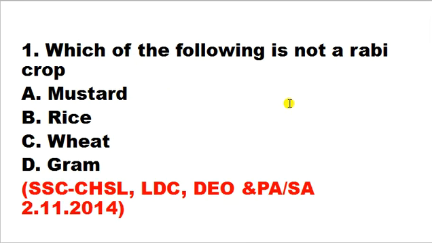Which of the following is not a rabi crop? Mustard, rice, wheat, gram. The correct answer is B. Rice is not a rabi crop. Rabi crops कौन से होते हैं? They are sown in winter, agricultural crops that are sown in the winter and harvested in the spring.